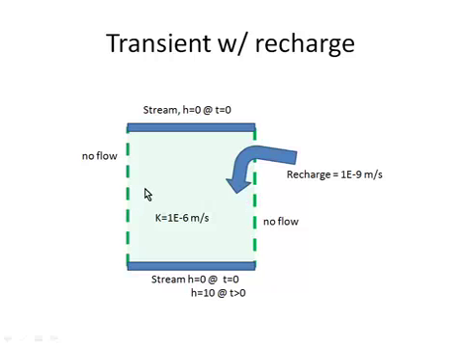Then we'll use that condition as the initial condition for the transient model, where the hydraulic head is raised from 0 to 10, and that produces the pressure wave that moves from the bottom to the top. And in this case, the pressure wave will interact with this ridge of high pressure that's created from recharge.